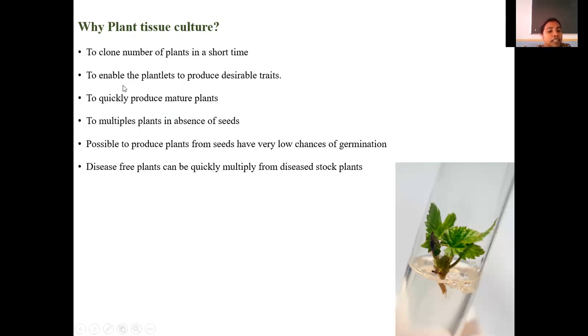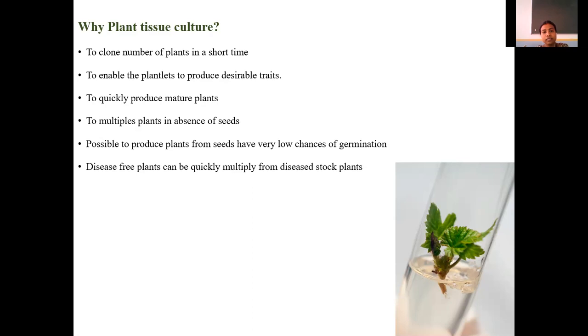And second one, to enable the plantlets to produce desirable traits. Desirable traits means plants having compounds of economic value. So those compounds can be produced in good quality at a desirable price. Say, for example, if I'm generating tomato plantlets by using plant tissue culture, and I'm concentrating on the lycopene content of the tomato, so if my plant tissue culture tomato plant can help society get more lycopene content, that is the desirable trait.